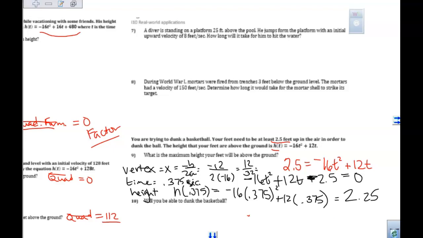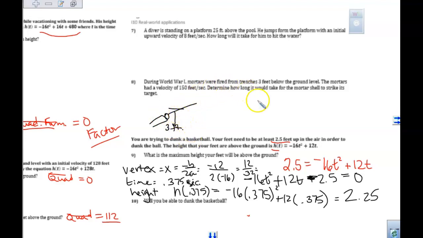Number 8. Sure. As we are looking at number 8, it says, during World War I, the mortars are fired in trenches 3 feet below ground level. Okay, so when you think about that, the cannonball is shooting out, but this is 3 feet below ground, right? This is 3 feet below, is what they are telling us.